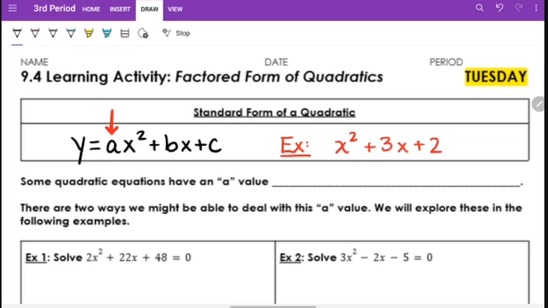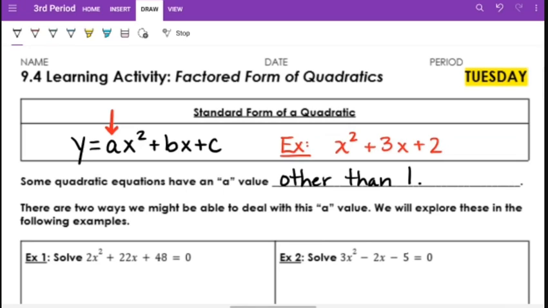So on the line below this, there's a blank that says some quadratic equations have an a value other than 1. And if our a value is not 1, it's going to change the way we factor. The process will be the same, but a lot of the logic we use is going to change a little bit. Plus, there might be some other things we can do to simplify our problems before we begin. So we're going to talk about those methods today.